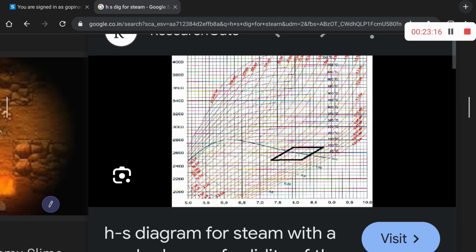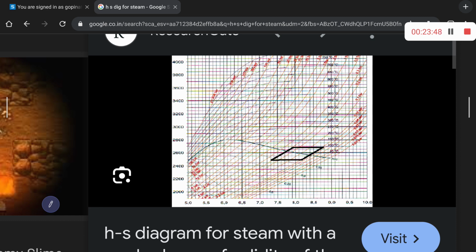Okay. Now at point 3, what is the pressure? 70 bar. And this dark black line is what? X is equal to 1. X is equal to 1 is the saturated vapor line. Right? Here X is equal to 0.95. This line is the saturated vapor line. Okay. Now at point 3, pressure is 70 bar.